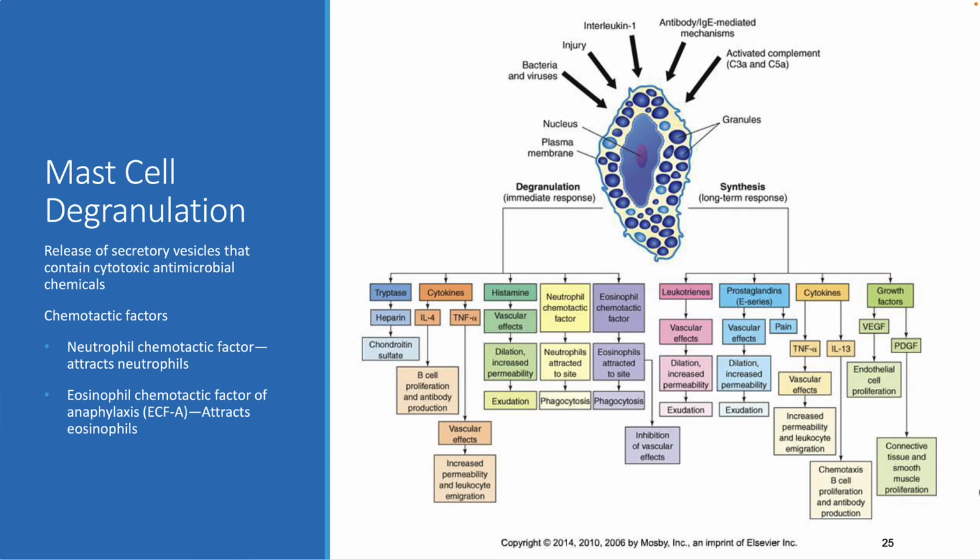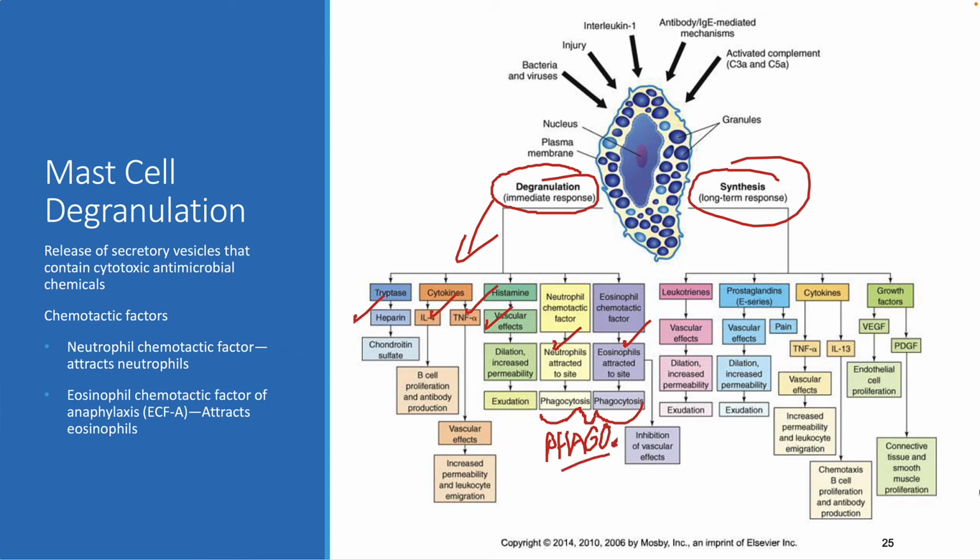So when we have degranulation on this side, this is an immediate response, and then synthesis through that lipid metabolism that I described earlier engenders a long-term response. So the degranulation or the immediate response involves heparin, interleukins, tumor necrosis factor. It involves vascular effects. It affects neutrophils and eosinophils, both of which are attracted to the site for one purpose, and that is phagocytosis.